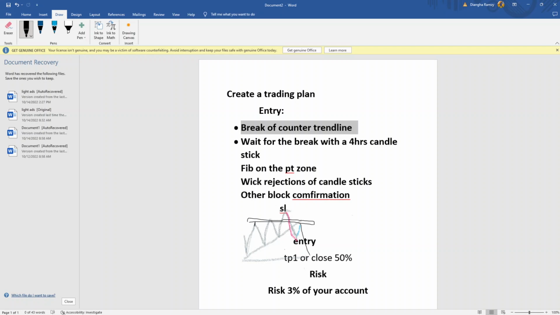I'll be using my Fibs now here. This is where I bring in my Fibs. This is where I bring in my weak rejections, because price is obviously going to leave some weak rejections here. And this is why I use the order block confirmation. Okay, so when I draw my order block, I will see that price is actually going to respect this zone.